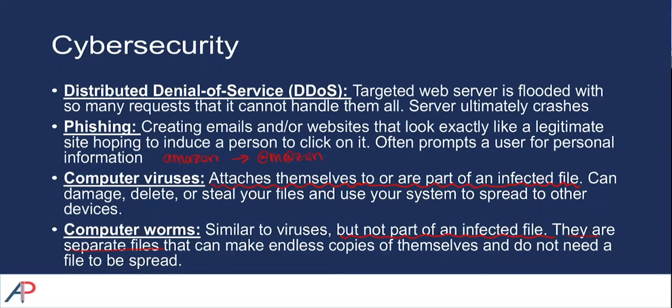They can make endless copies of themselves and do not need a file to be spread. So a computer virus is trying to spread amongst files, and amongst people as it gets sent. Computer worms make copies of themselves and they don't need to be spread through files because they can make copies of themselves. So these are two different things. Oftentimes most people will just call a computer worm a computer virus, but there is a distinction between the two.